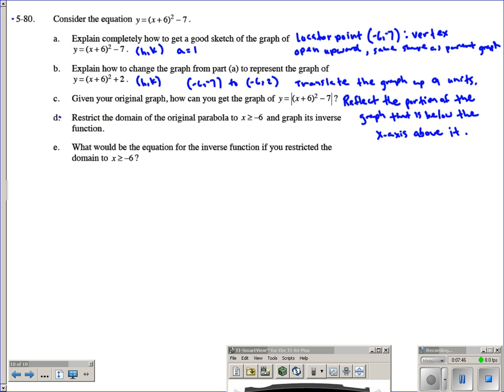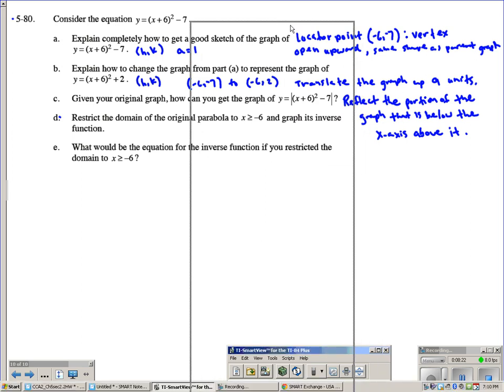Letter D. Restrict the domain of the original parabola to x is greater than or equal to -6 and graph its inverse function. So we need to restrict the domain of the original parabola so that it is just x is greater than or equal to -6, and then graph its inverse function.